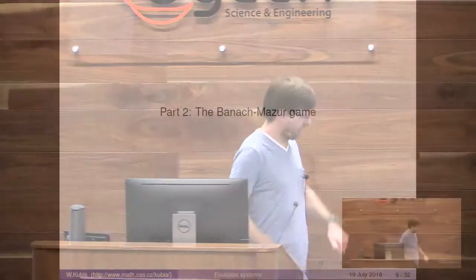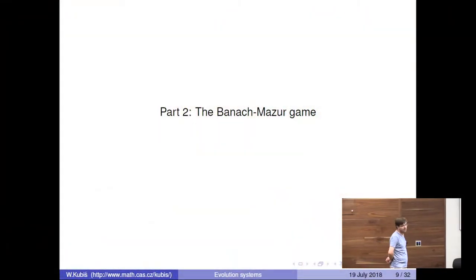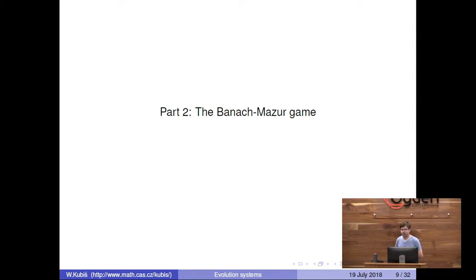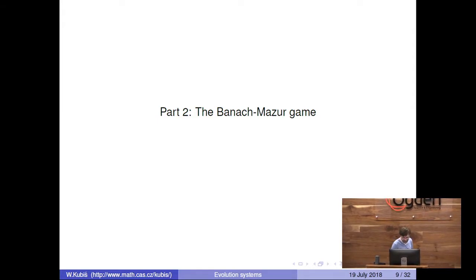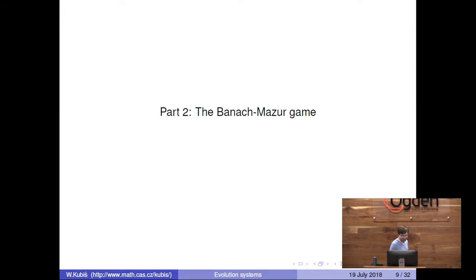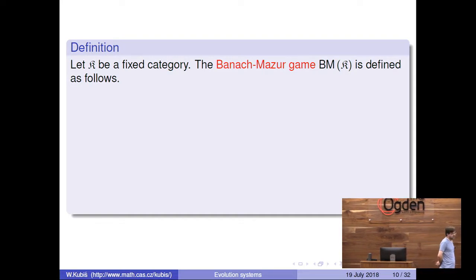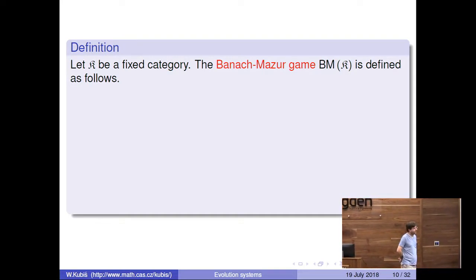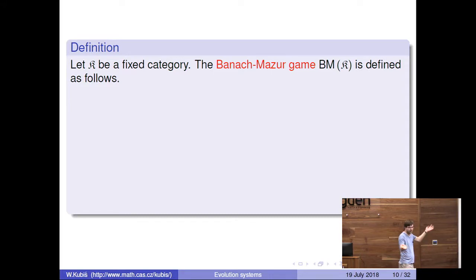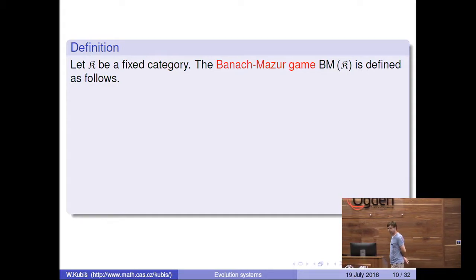All right, so the Banach-Mazur game, it's not what you expect, perhaps. It's not about open sets, still no topology. Okay, so I should say the abstract Banach-Mazur game. So, yeah, now I use a little bit of the formalism, fixed category or evolution system, if you prefer. And what is the Banach-Mazur game? BM of K, where K is this fixed category.